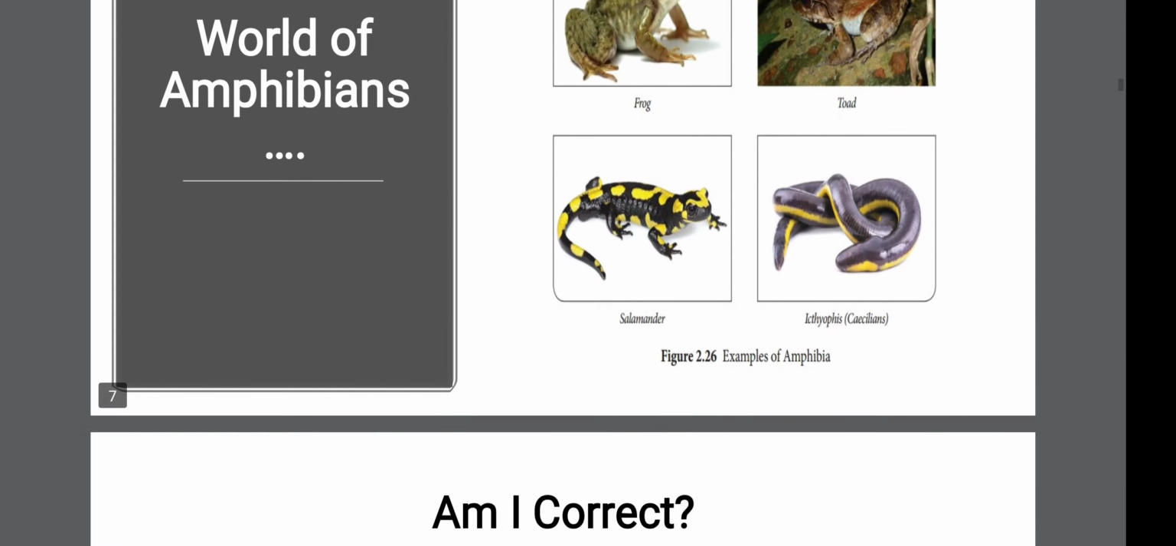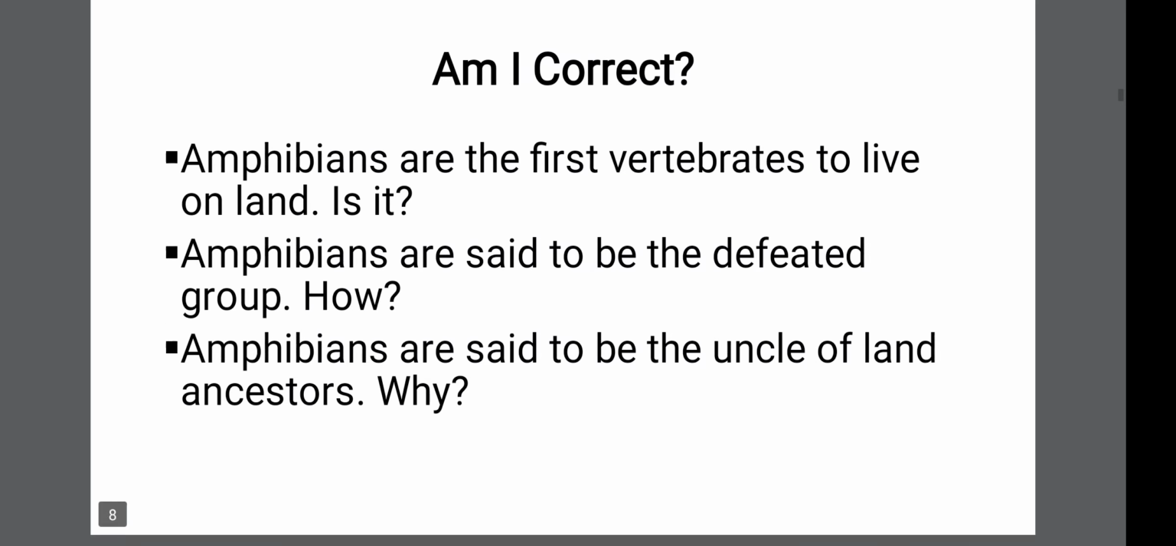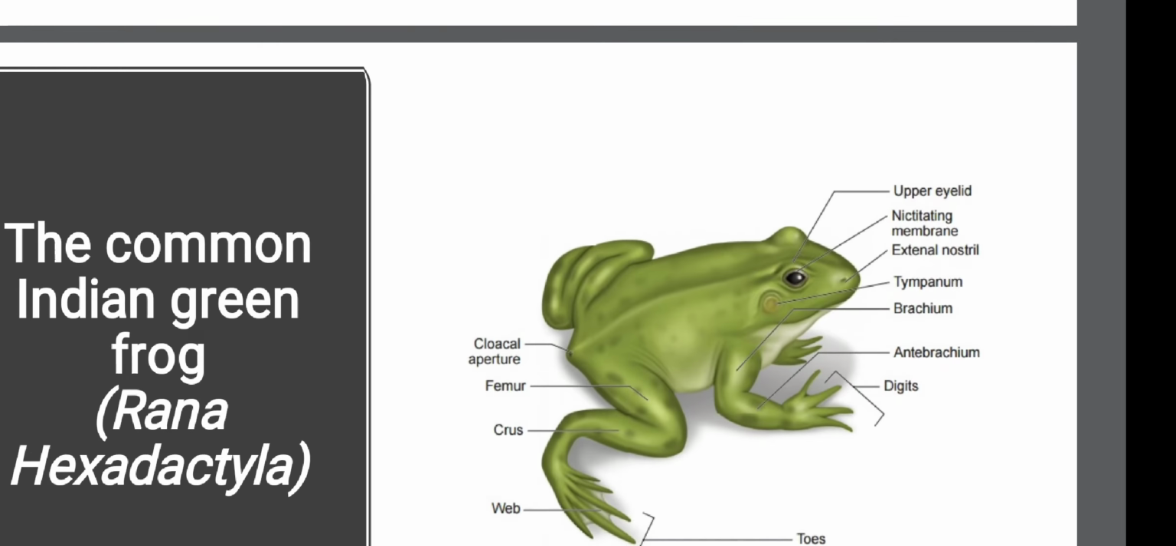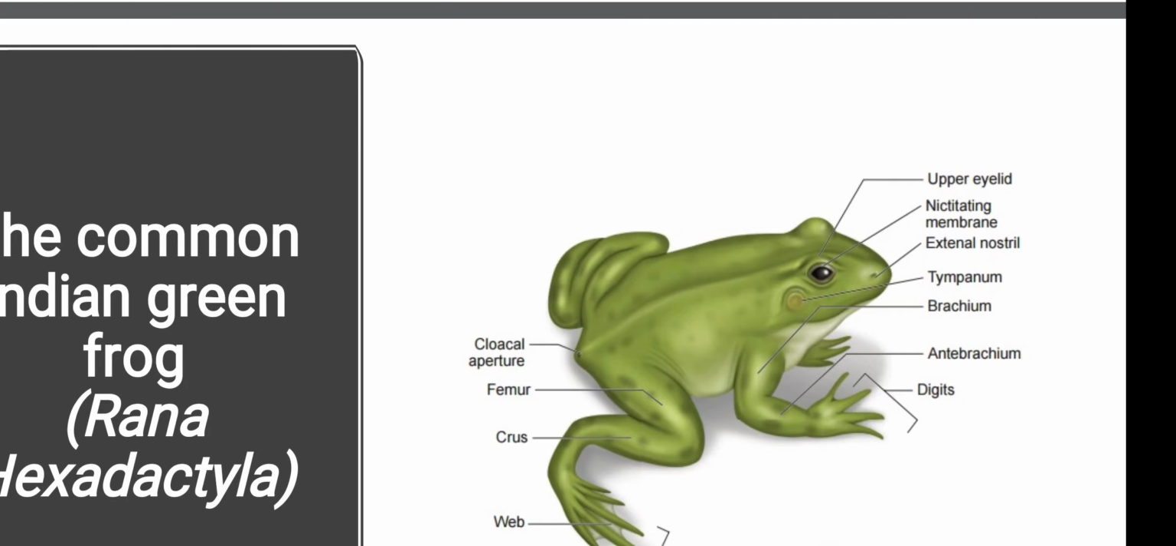See, these are the amphibians. Now we are going to study about the common Indian green frog. The zoological name for green frog is Rana hexadactyla. See the structure.